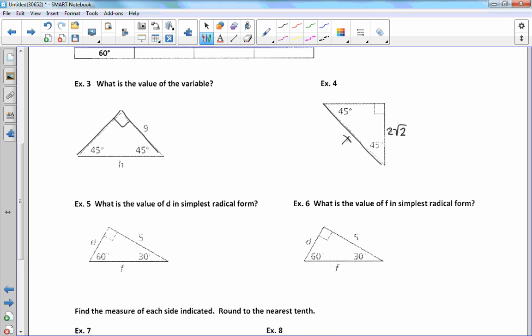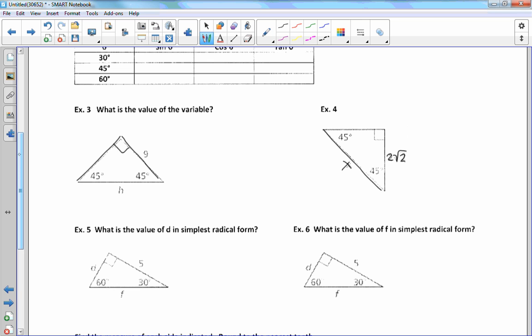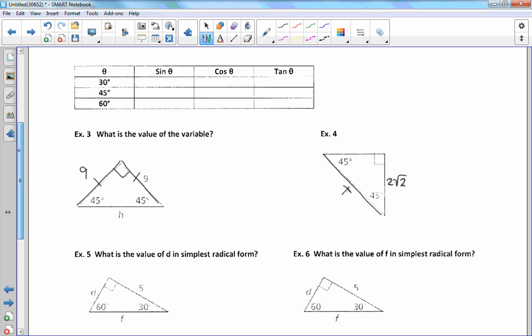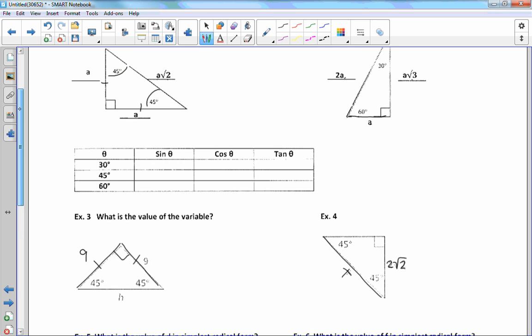Okay? 45, 45 means this triangle is an isosceles triangle, which means this side is congruent to the other side. Left side, which means this has to be 9. So to find H, if you look at our special relationship, both sides are 9. The hypotenuse has to be 9 times what? Look at it there. The A is 9. 9 times square root of 2.